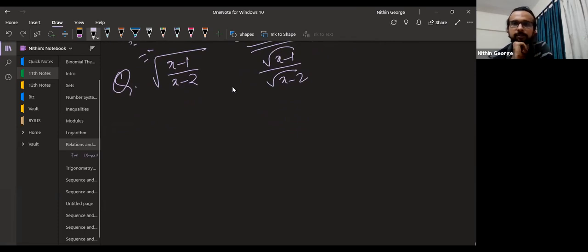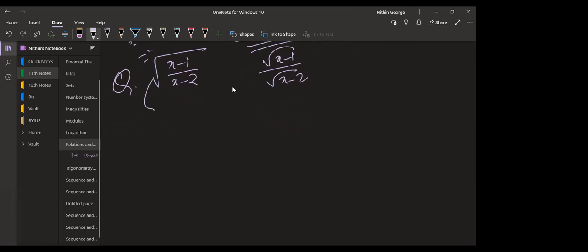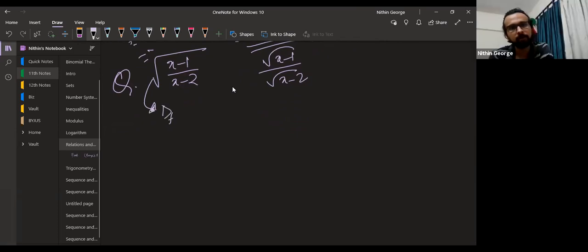What about these two functions? Are they the same? Yes, sir. Did you calculate the domain? Domain of f is where (x minus 1) by (x minus 2) is greater than or equal to 0. When does that happen?